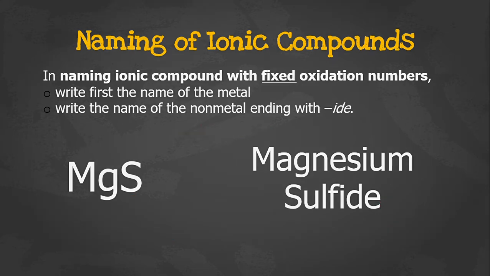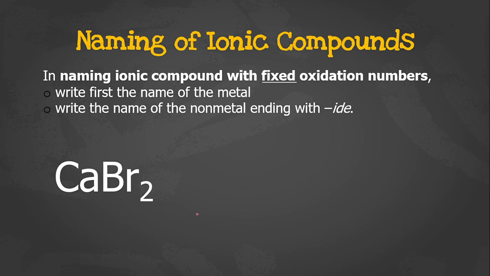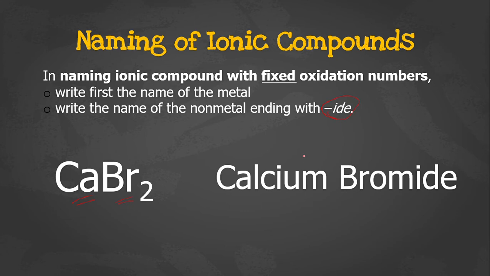So, yan. Let's have another example. We have Ca. Ca is calcium, while Br is bromine. Pero yung INE ng bromine, papalitan natin ng IDE, so it becomes calcium bromide.